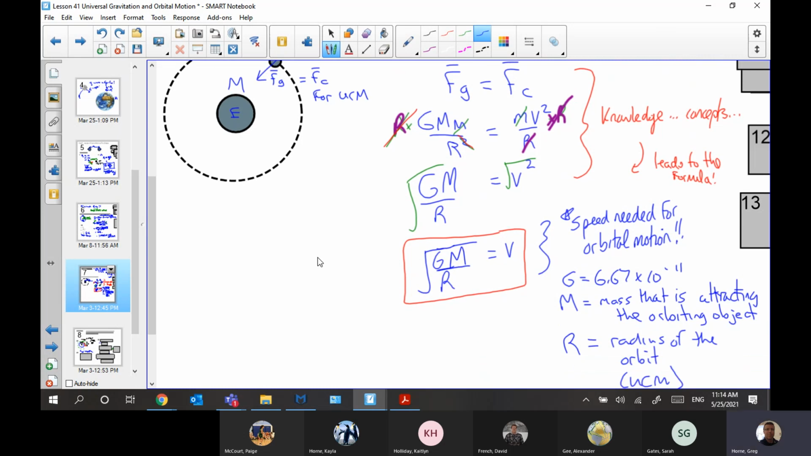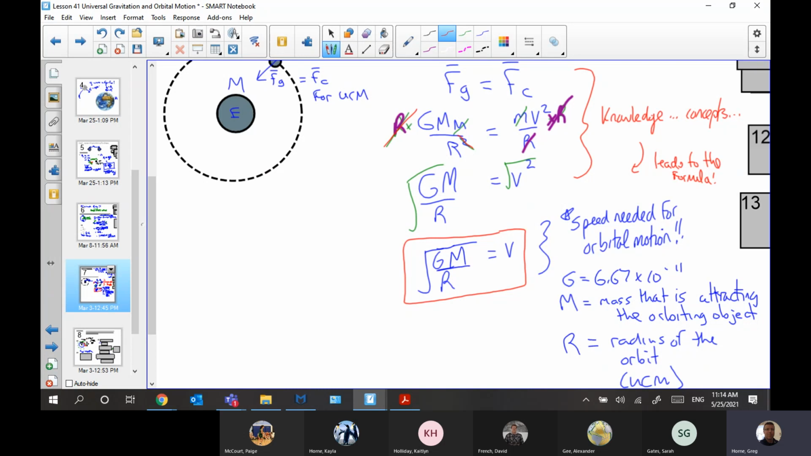All right, pause there for a bit. Yeah, go ahead. Big M is the mass that is attracting the orbiting object, what's the little m? Little m is irrelevant. It goes away. It's not in the equation.